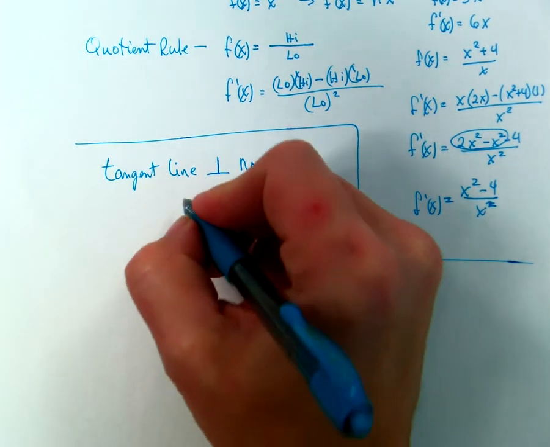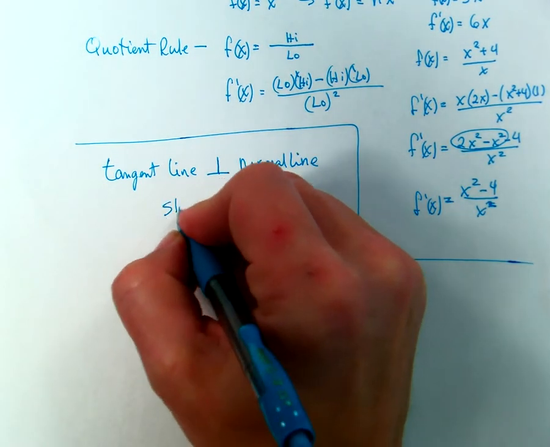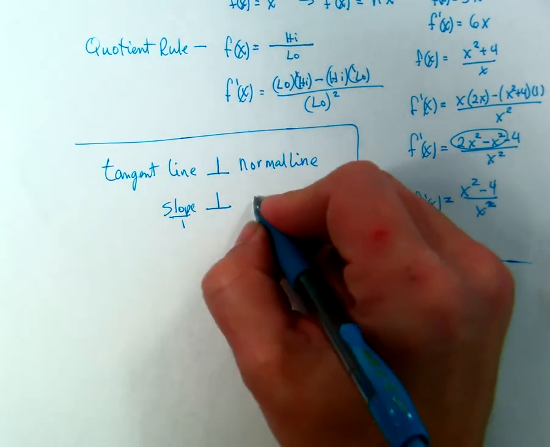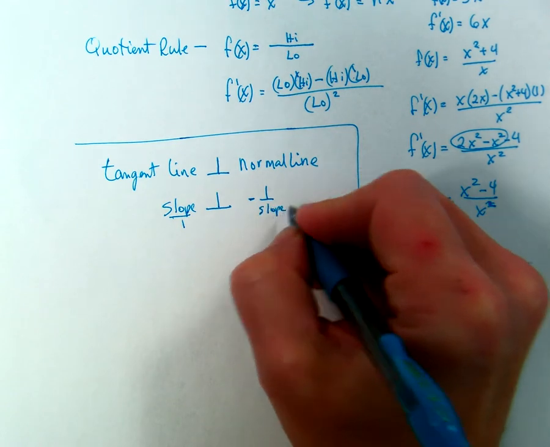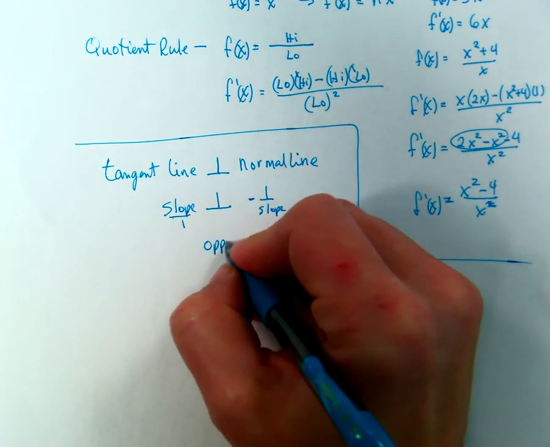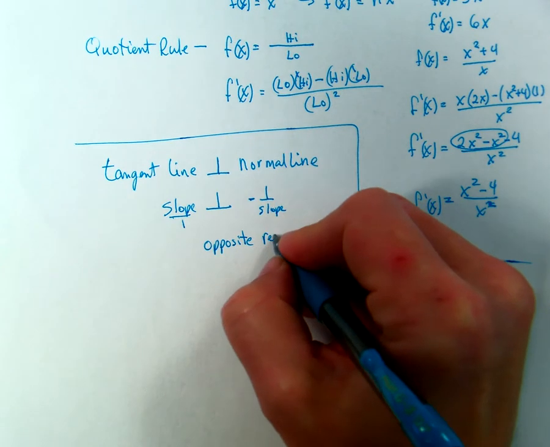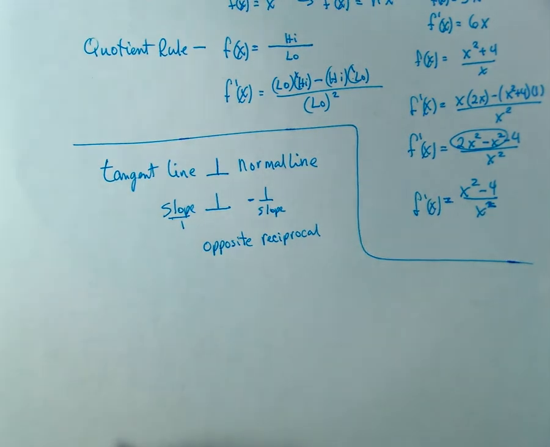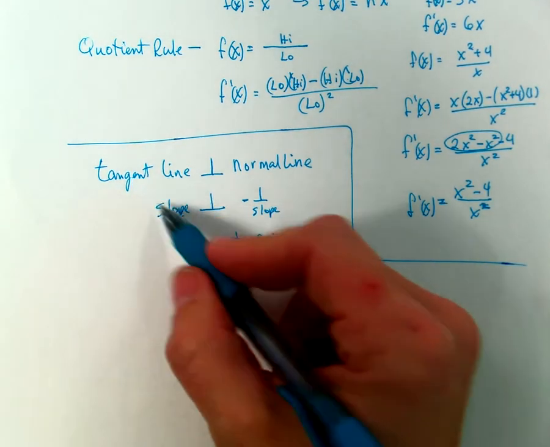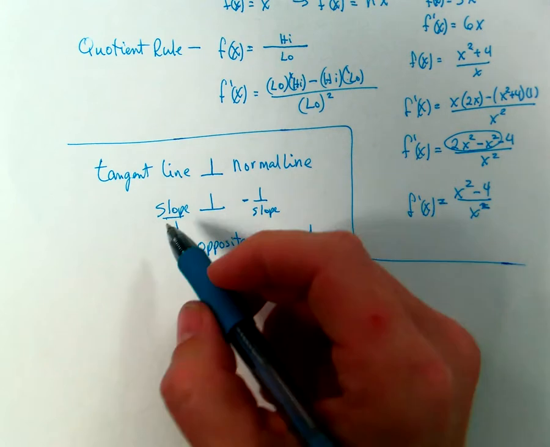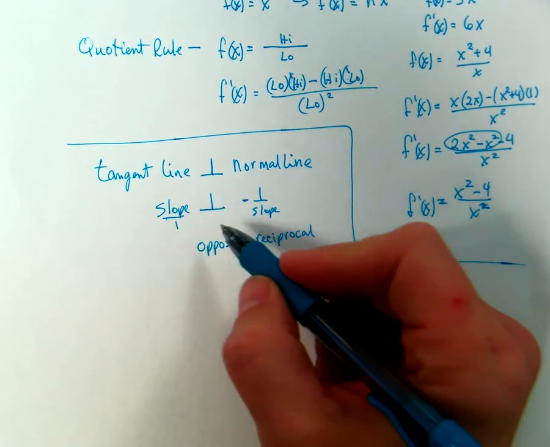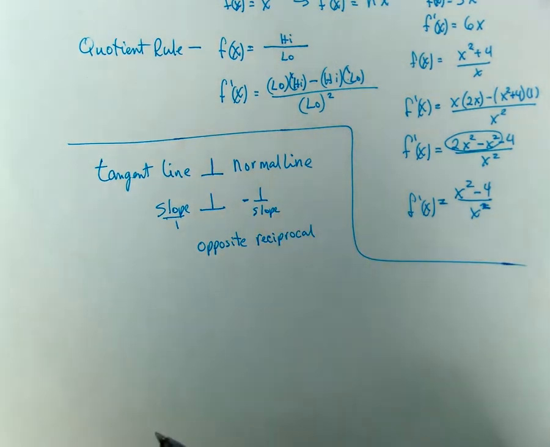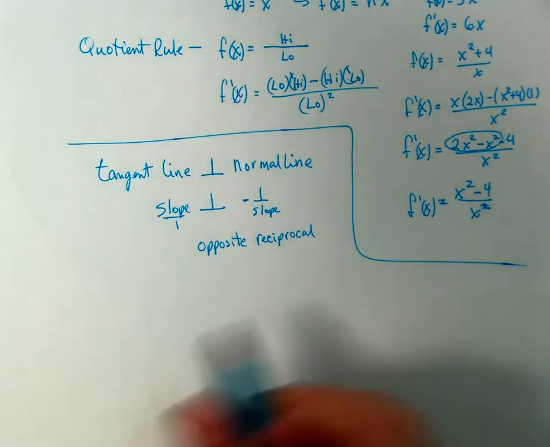So that means the slope of the normal line would be negative 1 over the slope, or you could say it is the opposite reciprocal. The slopes would be opposite reciprocals of each other. So whenever you find the slope of the tangent line, you would just take that, flip it over, and change the sign to write the equation for the normal line. And you could use the exact same point whenever you create your equation.